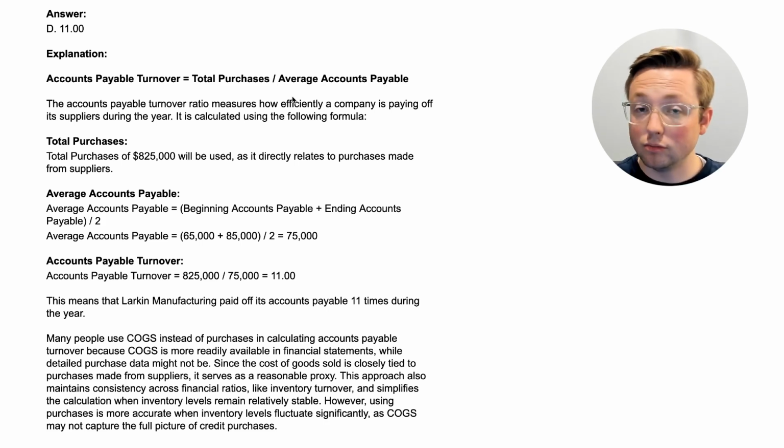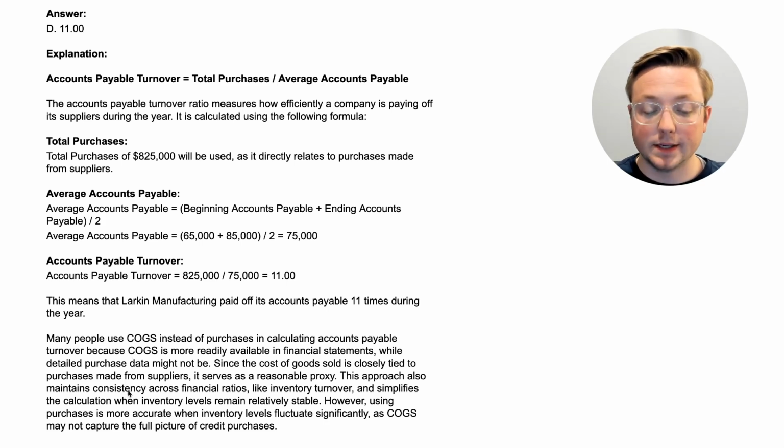However, you may see this in the exam potentially: many people use COGS instead of total purchases in calculating accounts payable turnover, because COGS is more readily available in financial statements while detailed purchase data might not be. Since the cost of goods sold is closely tied to purchases made from suppliers, it serves as a reasonable proxy. So a lot of people do use COGS instead of total purchases because a lot of times they just have easy access to COGS rather than the total purchases.